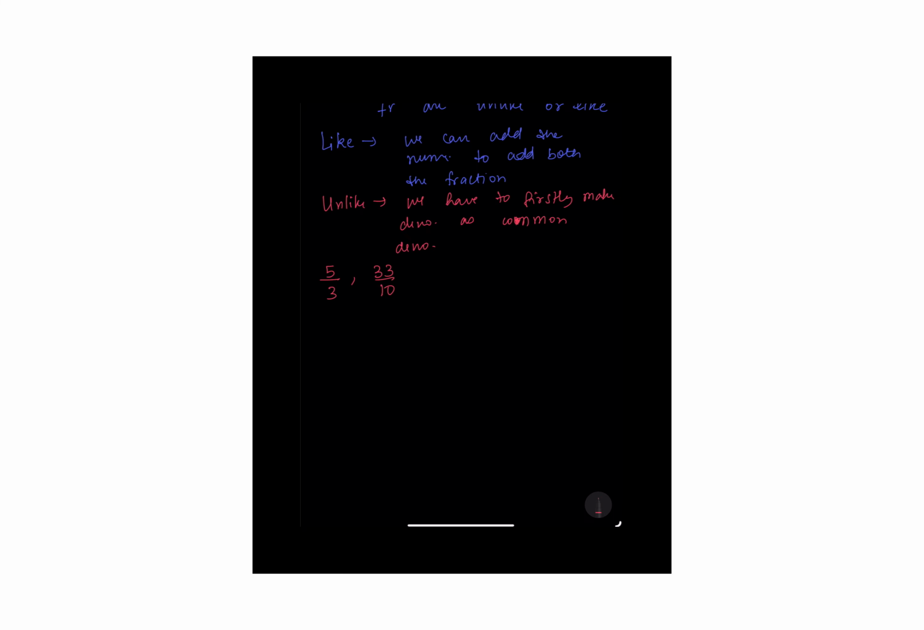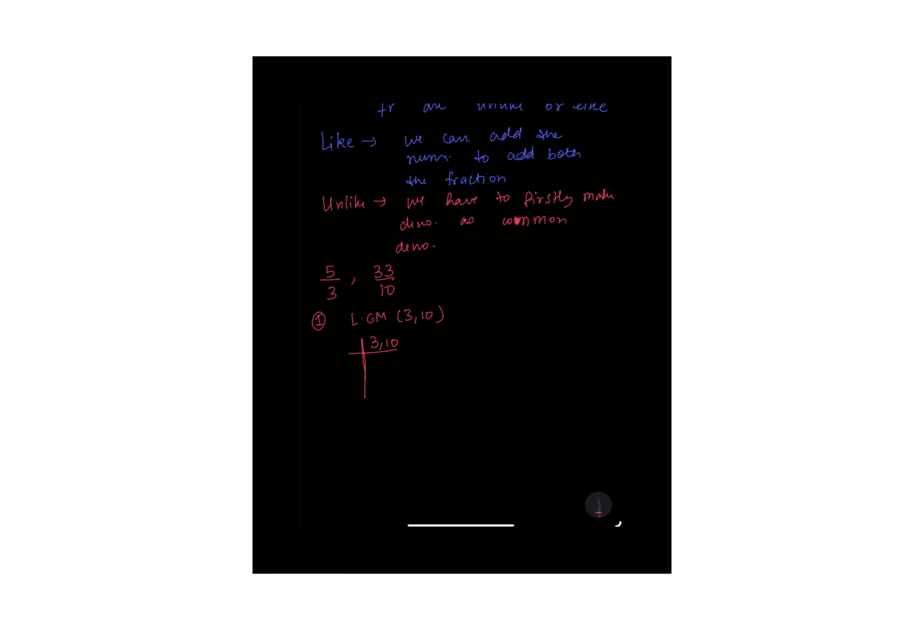That means we need to find a common denominator. The first method to do this is to find the LCM of 3 and 10. Let me just show you how to do it and then I'll explain.